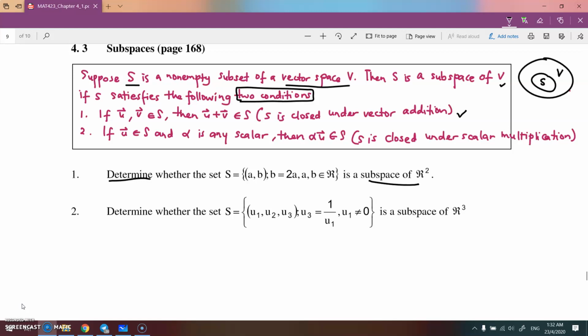The first condition is vector addition, where if you have two vectors that are elements of S, then the addition vector is also an element of S. And the second condition is scalar multiplication, where you have alpha u. When your vector u is an element in S, then alpha u is also an element of S.